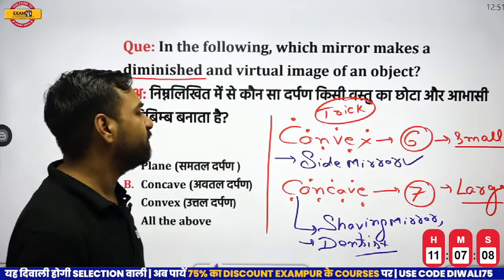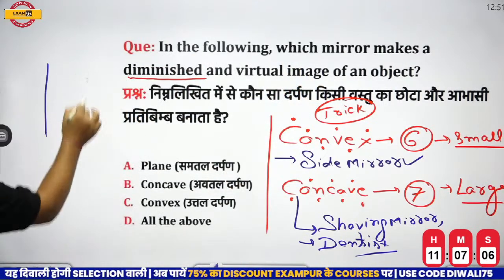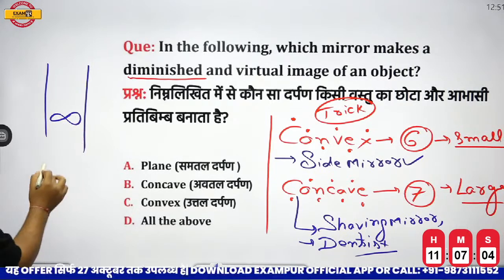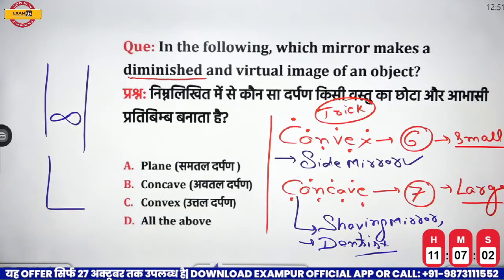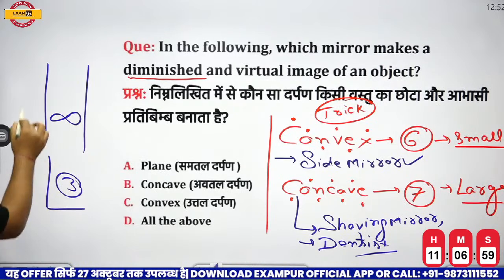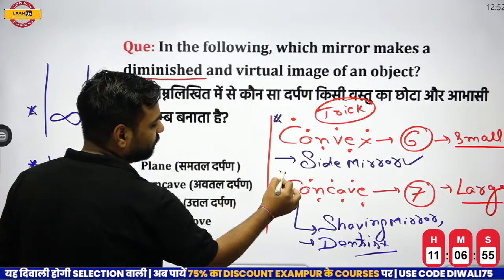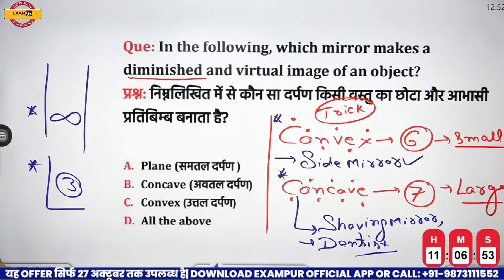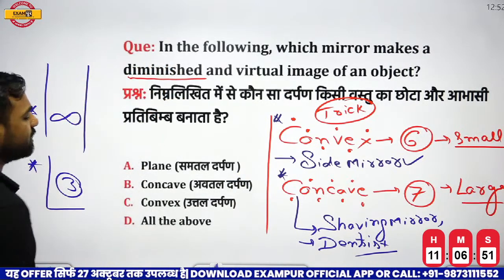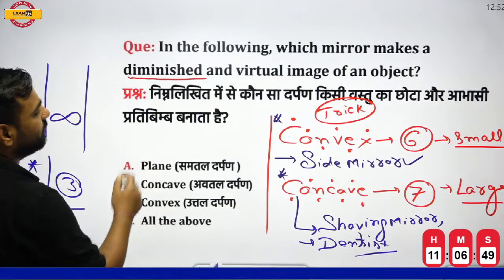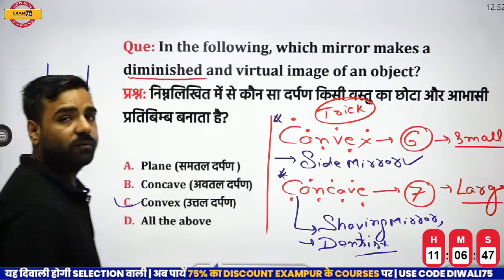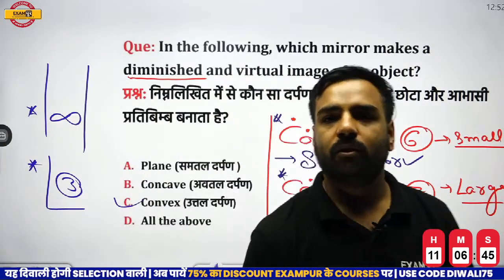Let me tell you, if the object is between two plane mirrors, infinite images will be formed. If the mirrors are perpendicular, then three images are formed. These two questions are very important for the examination. So the four questions, and the fifth one is, which of the following mirrors makes a diminished and virtual image? So it is going to be what? Diminished. That is going to be convex. Fine. So I guess you got my point.